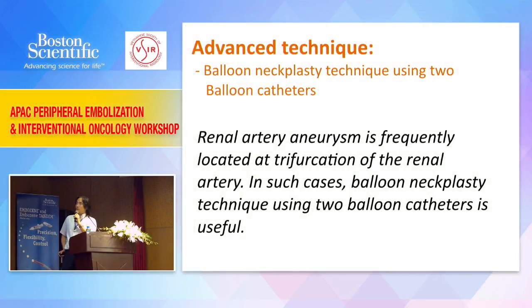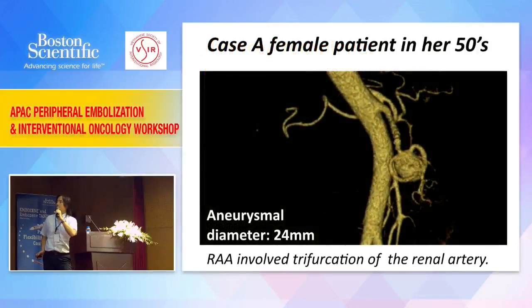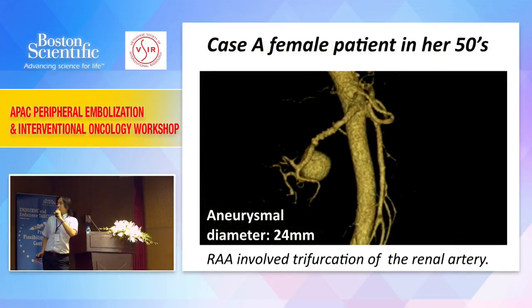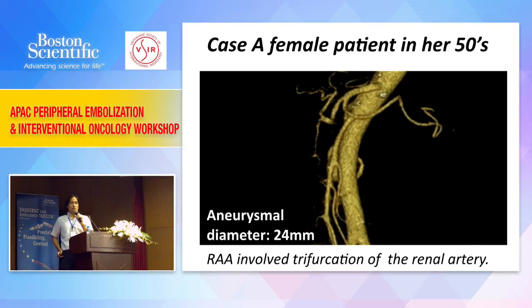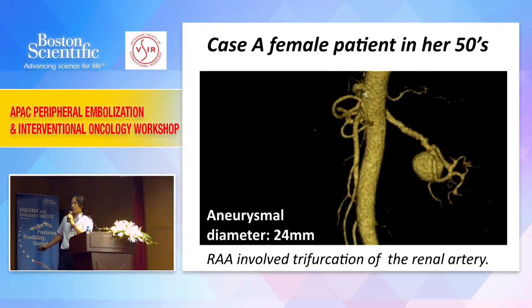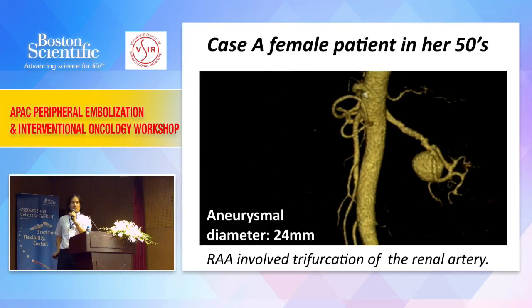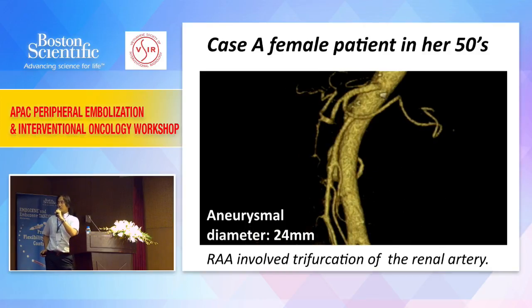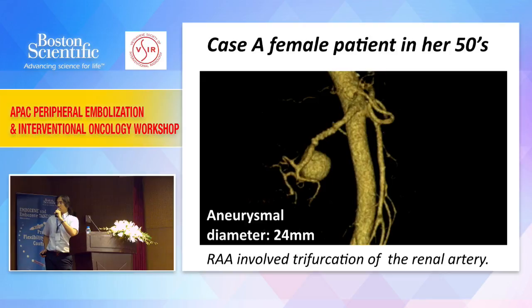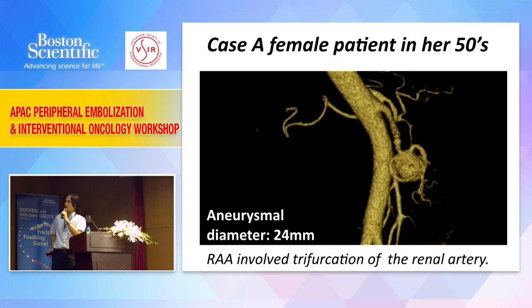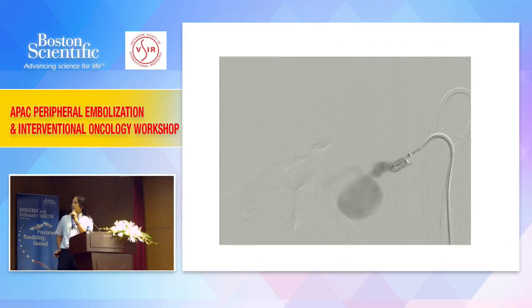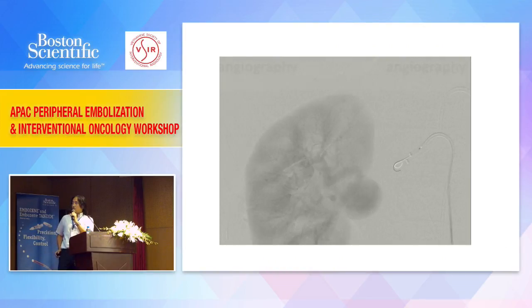Next I'll talk about the advanced technique. Sometimes we must use 2 microballoon catheters to protect the parent artery. In this case, the renal artery aneurysm is frequently located in the trifurcation of the renal artery, like this trifurcation. Also, there is no neck. So this kind of aneurysm is very difficult to treat with preservation of the parent artery. A very huge aneurysm, you can see.